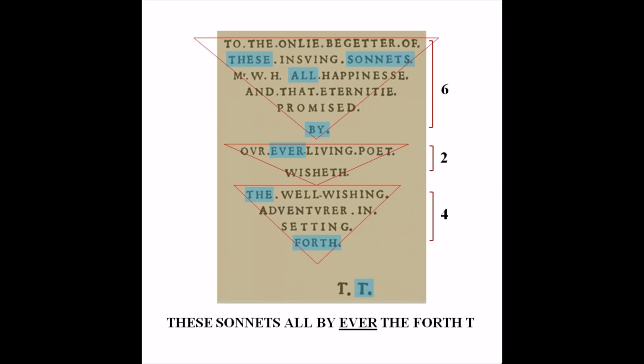The dedication to Shakespeare's sonnets is typeset into 3 inverted triangles of 6, 2, and 4 lines. 624 is the day Edward de Vere is said to have died, as well as the nativity of John the Baptist, a patron saint of Freemasonry.